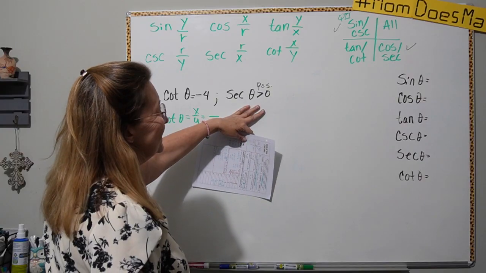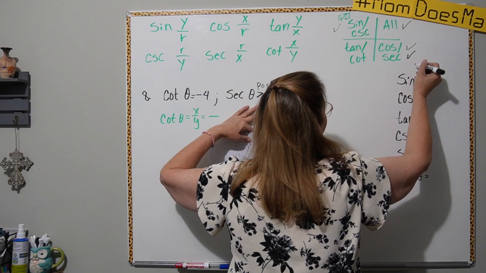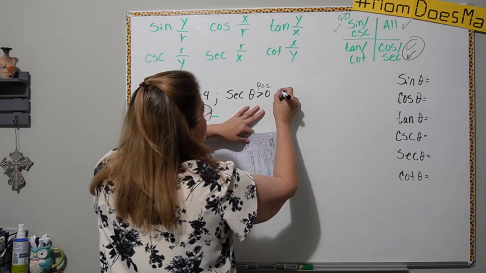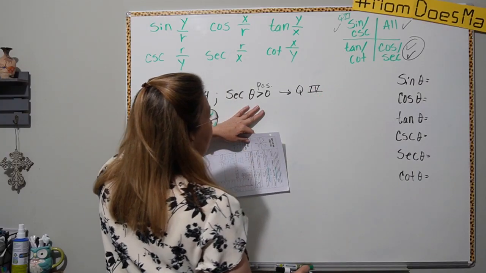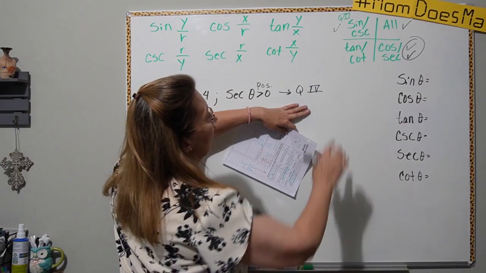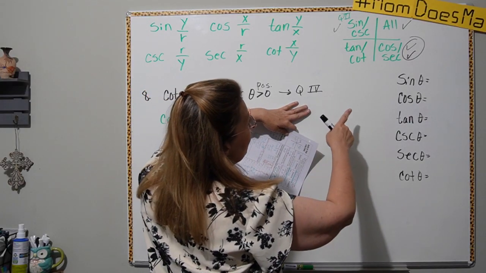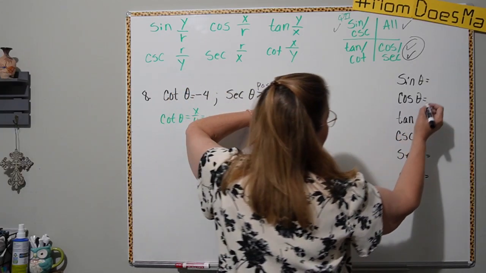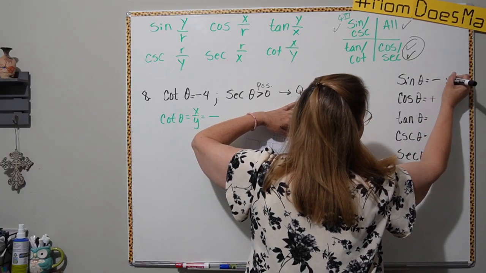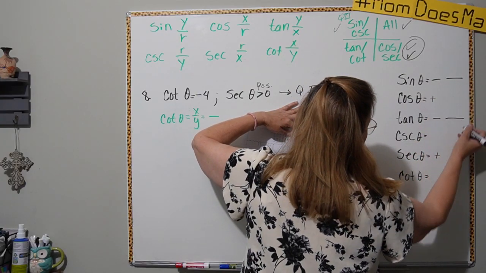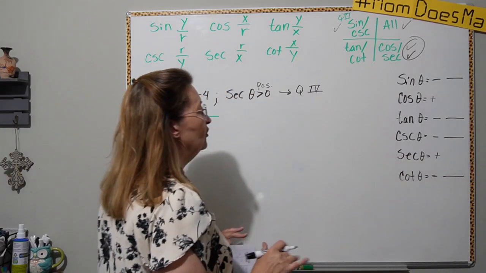Okay, now where is secant positive? Well, it's positive in quadrant 1 and in quadrant 4. So this is going to be located in quadrant 4. Now in quadrant 4, which of our things are negative? Let's go ahead and mark those. Well, everything except the cosine and the secant. So this is positive and this is positive. So we're going to have negative and negative and negative and negative. Okay, now we don't have to worry about our signs.